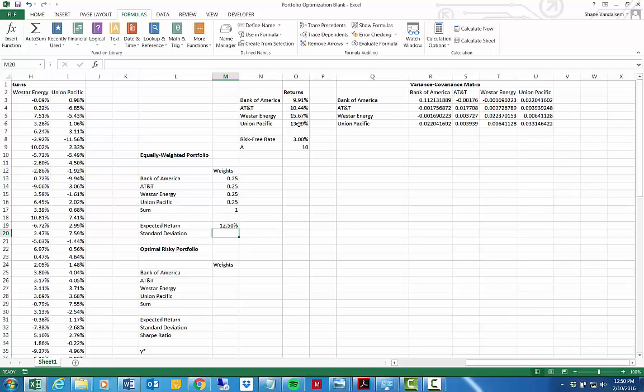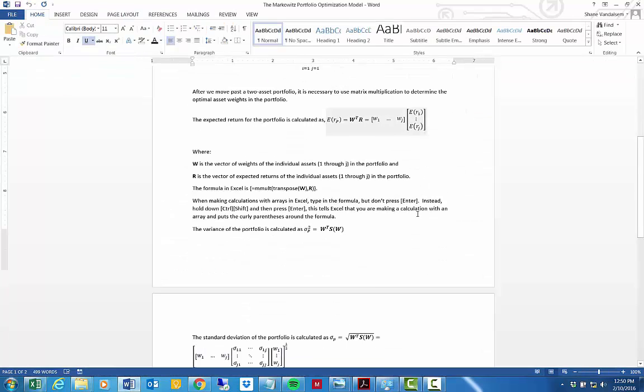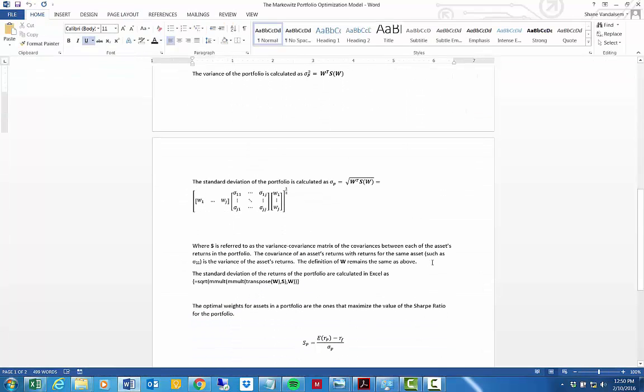The standard deviation is a little more complicated. Again, looking back at this document here, I give you the command for it, and it's equal to the square root of MMULT, because we're making two multiplications. The first is the weights multiplied by the variance covariance matrix. The second multiplication is the product of these two multiplied then by the weights again, and then we take the square root of that to get the standard deviation.